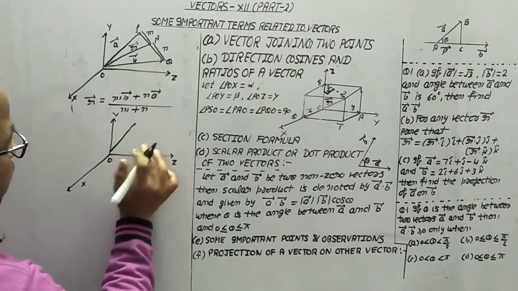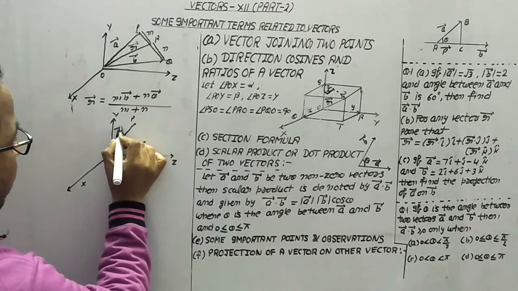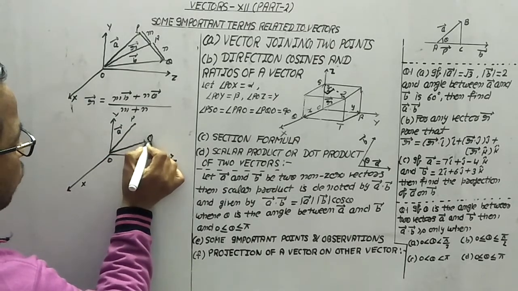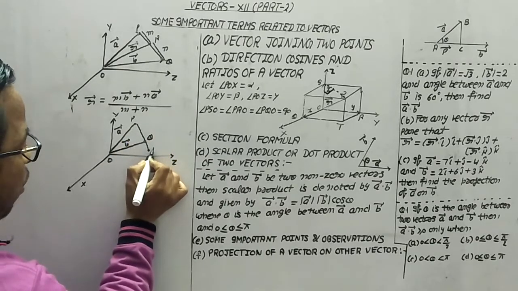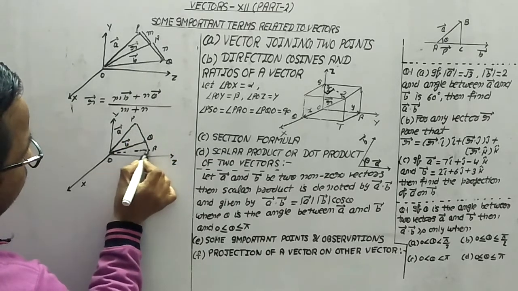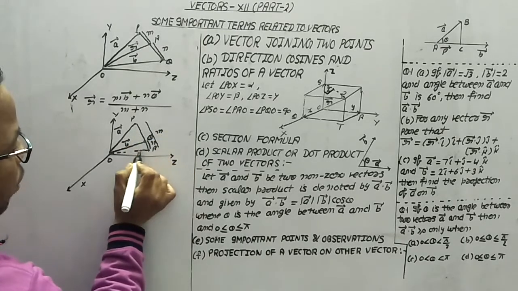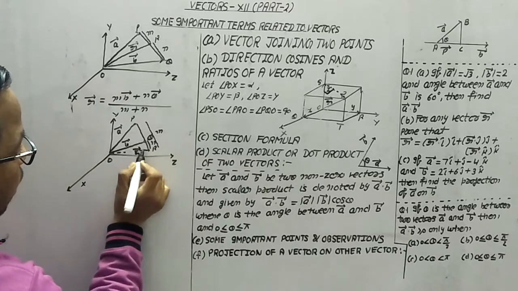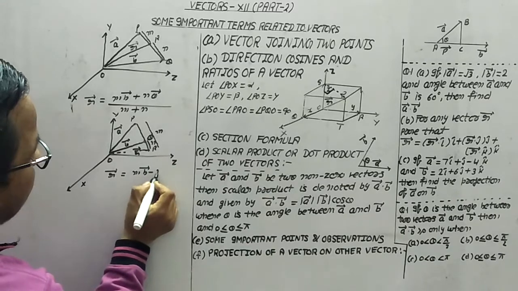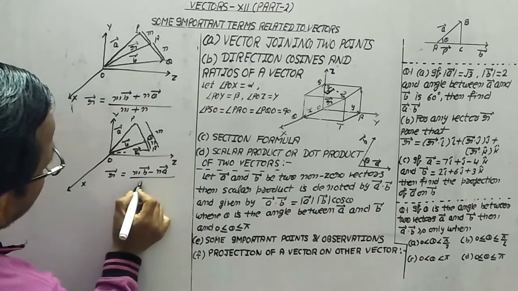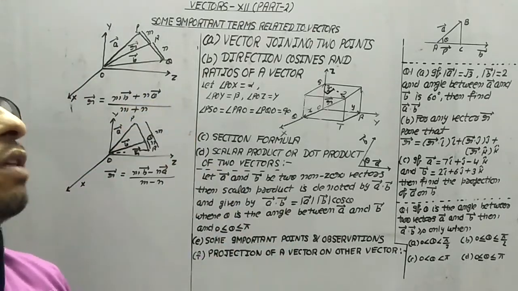Let us suppose this is the point P, this is the point Q, whose position vectors are A, and the position vector for Q is B. And if we take any point R which is outside this and which divides in the ratio M:N, then the position vector R is given by (M times B minus N times A) upon (M minus N). So this is the rule for the external division.